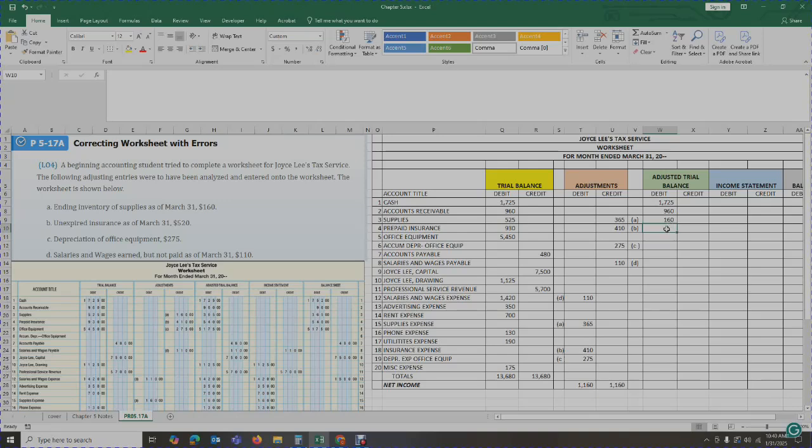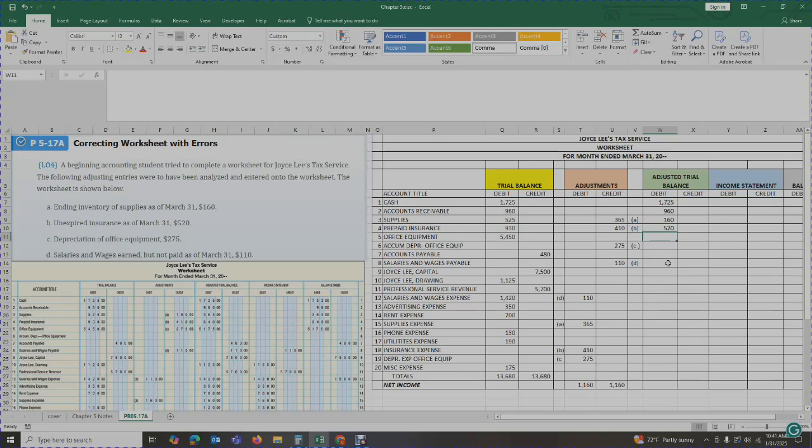The same thing for your prepaid. You had 930 in your prepaid. I'm going to subtract the insurance expired of 410. Now I'm left with $520 in prepaid insurance. Office equipment was not touched. Now look at the balance. All of the balances are in the debit column. Why? Because the accounts are assets and the normal balance is a debit. So even though I have a debit and a credit, my debit balance is still greater than the credit. Therefore, my ending balance will be a debit.